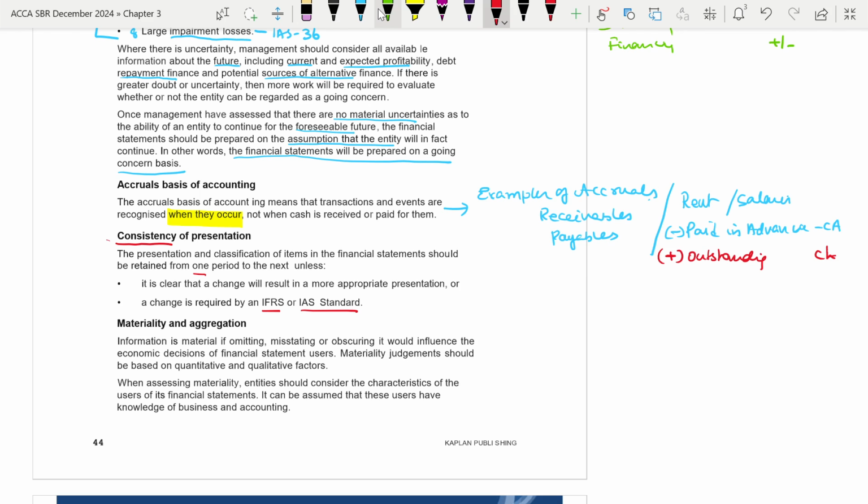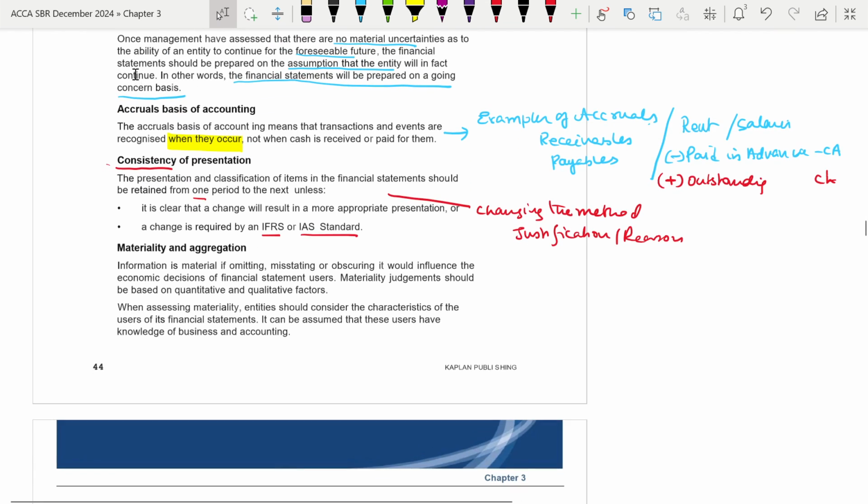Sometimes there is a possibility that you can change, but whenever we are changing the method, you have to give the justification, or a reason why we are changing. What is the concept of material?